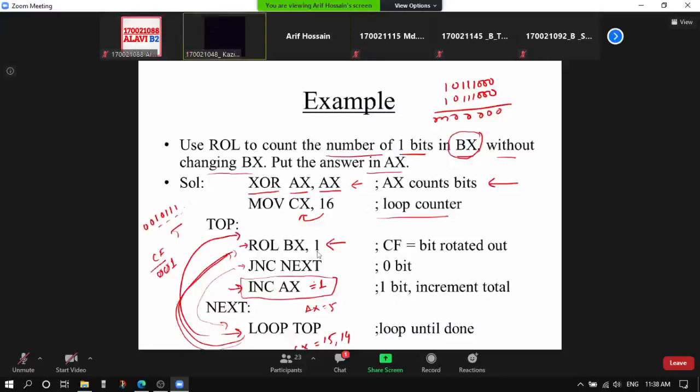Sir, can you please repeat, sir, one time? Sir, not the whole one. From the jump if not carry, sir. Acha. Jump if not carry. Okay, I'm explaining.